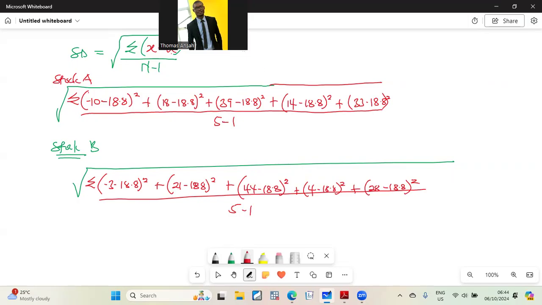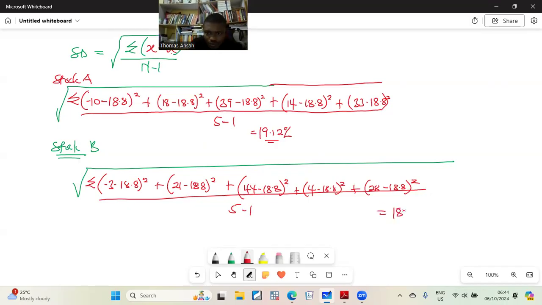So I have, let's say, 19.12%. So that is that. Then the next one, when I have this one, punching is 18.83%. So that is how we find the standard deviation. All right, so that is that.